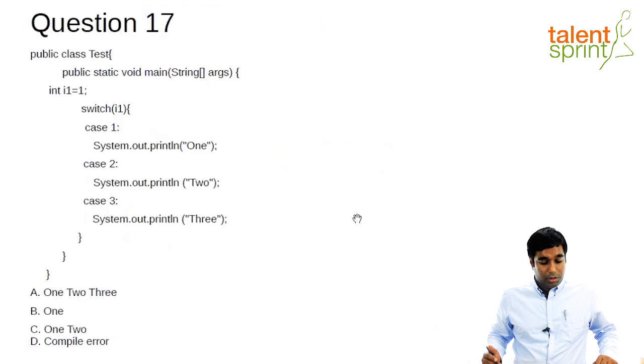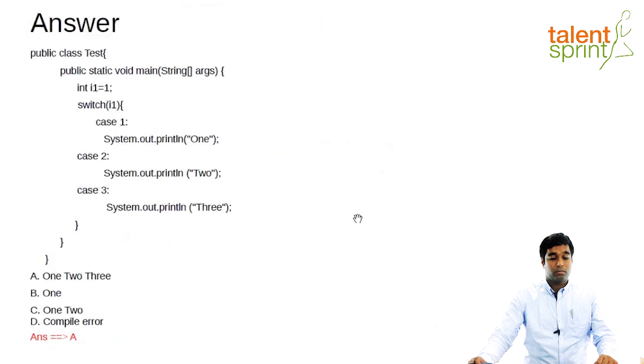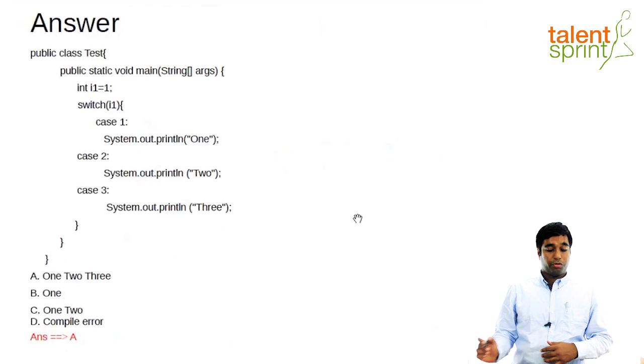So for 17th, Anurag says D, Vijay Kumar says A. Okay, so now let me just give the answer to this particular question. The answer is A, 1, 2, 3.